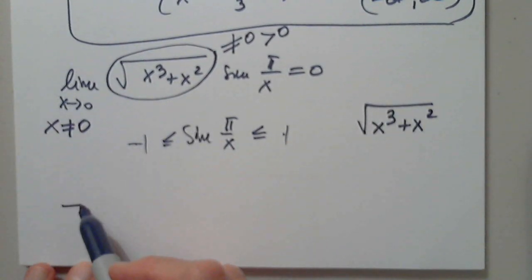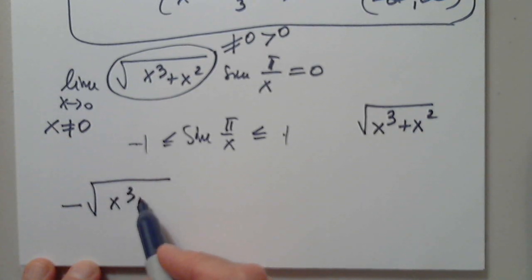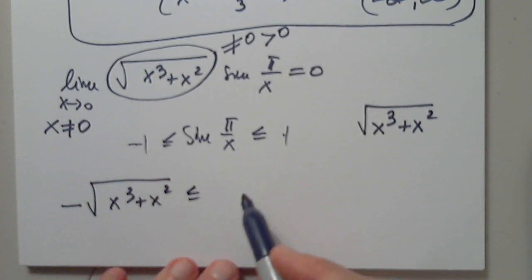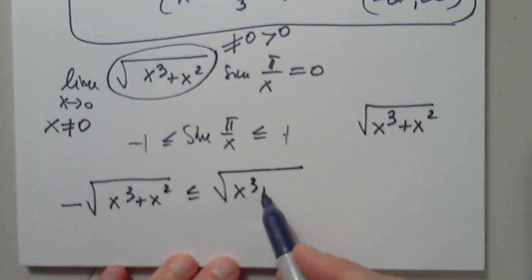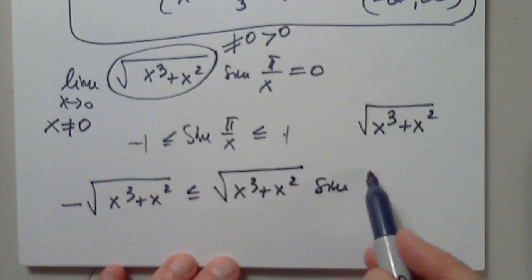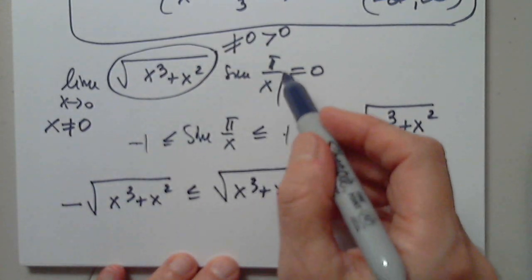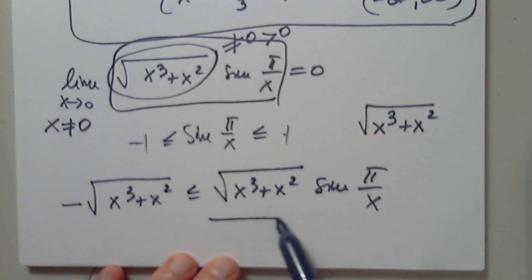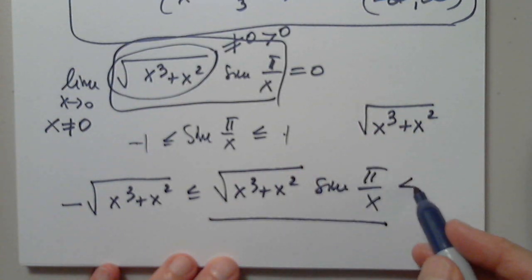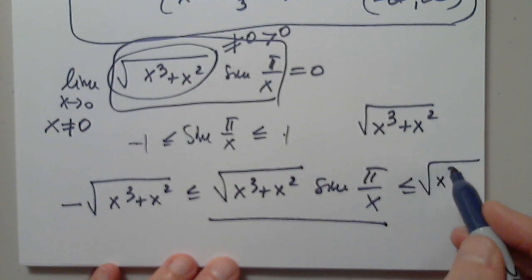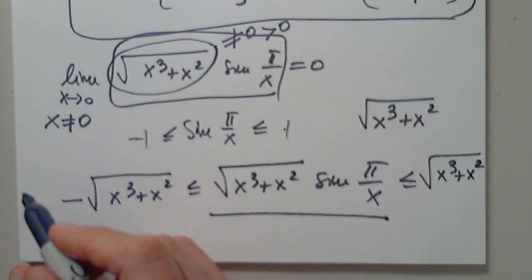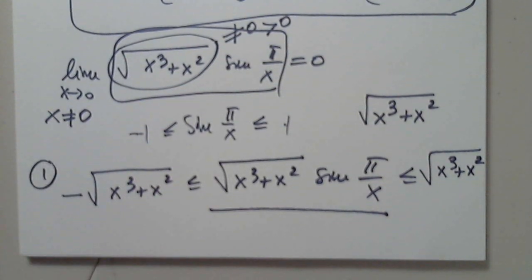So the left-hand side is negative the square root of x cubed plus x squared. The middle part is the square root of x cubed plus x squared times sine pi over x. And this is what I want. I want to have this function in the middle, and less than or equal to the square root of x cubed plus x squared. So this is the first hypothesis of the squeeze theorem.